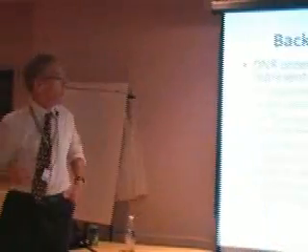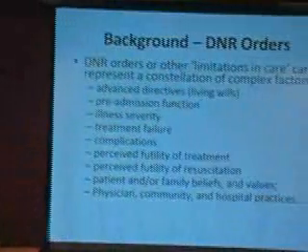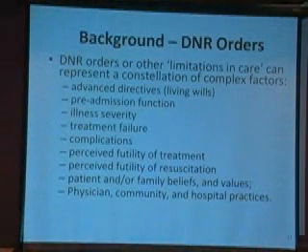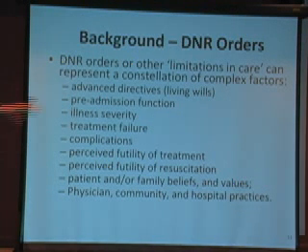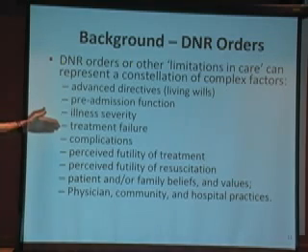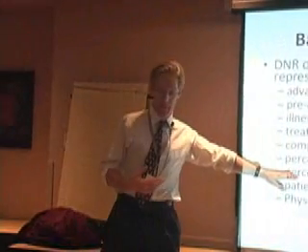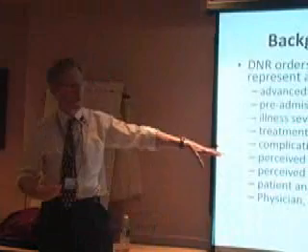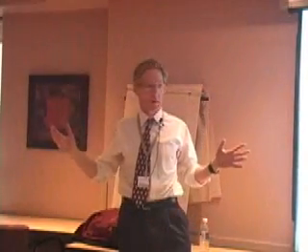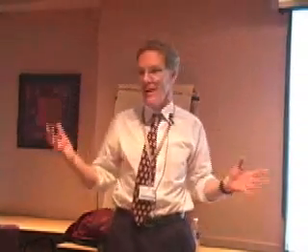So, as we've already discussed, DNR orders or limitations in care can represent a constellation of complex factors. These advanced directives or the living wills that your lawyer has you do, your pre-admission function, the actual acute illness severity of the condition that led you to the hospital, treatment failure, perceived futility of treatment and resuscitation, complications, patient and family beliefs and values, as well as physician, community and hospital practices. So you throw all that into the mix, and basically DNRs can mean almost anything to anybody, depending on what the context is.